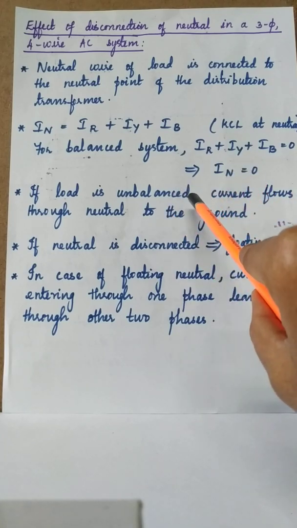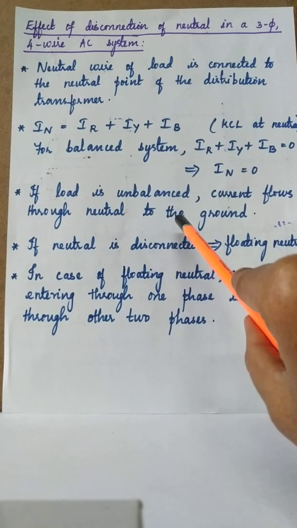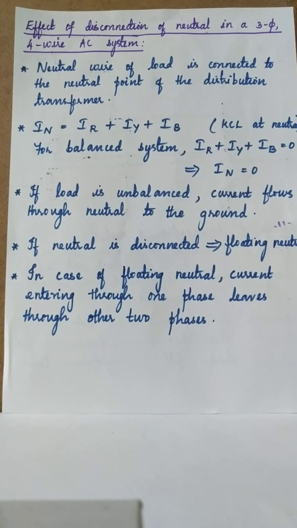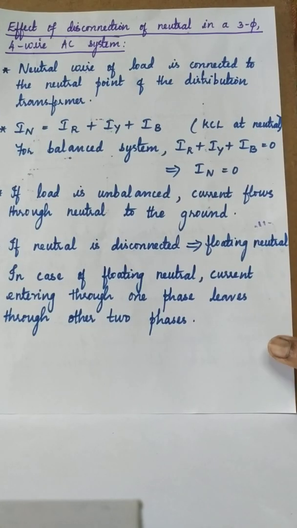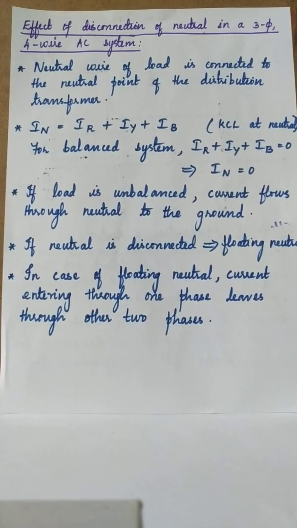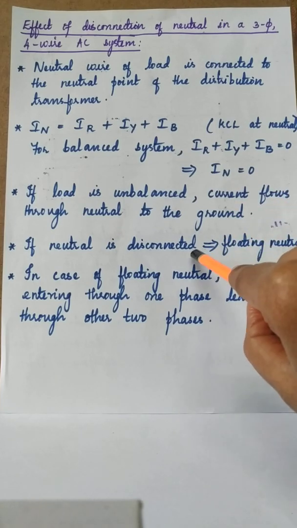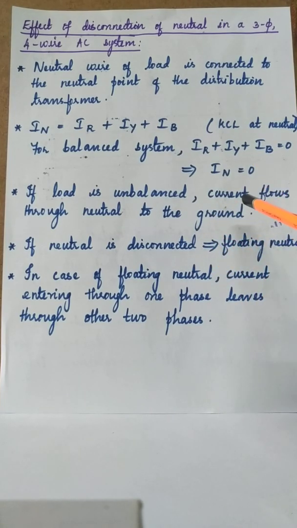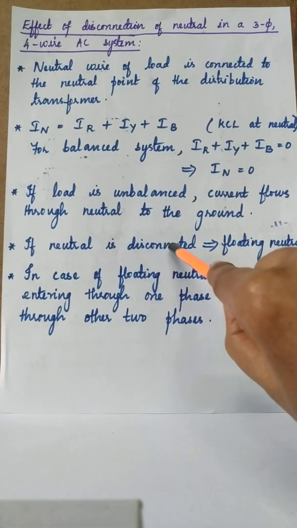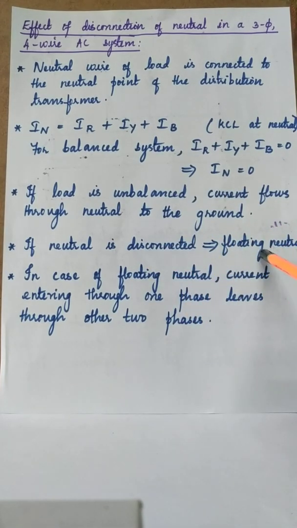But in all situations, we cannot expect the system to be perfectly balanced, because there could be load variations, supply variations, or fault occurrence. In that case, the system may go unbalanced, and there will be a certain value for the neutral current. That unbalanced fault current should be diverted safely to the ground through the neutral. If there is no neutral, what will happen to the system? If the neutral is disconnected, we call that situation a floating neutral.